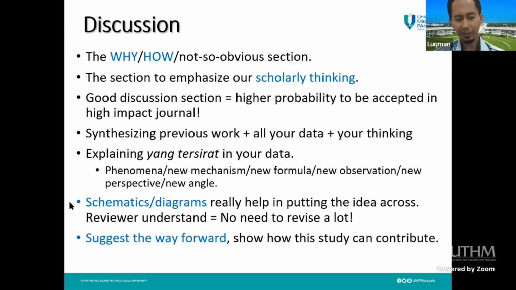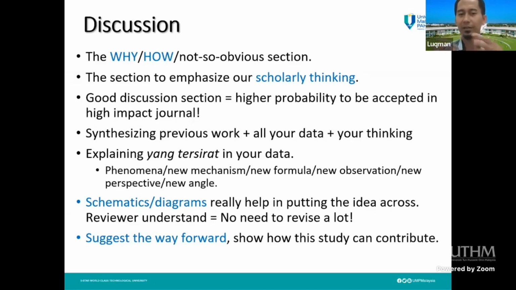Okay, this one I really like, schematic diagrams. In my field, mechanical or materials engineering, there are a lot of schematic diagrams, and this really helps in putting the idea across. Sometimes when we write in a journal, even myself, I show my supervisor and he says, I don't understand what you're trying to say. Okay, I try to put it into a diagram. It's easier, right? When we look at it visually, oh okay, this is what you mean, fine. So, if the reviewer understands, then no need to revise a lot.